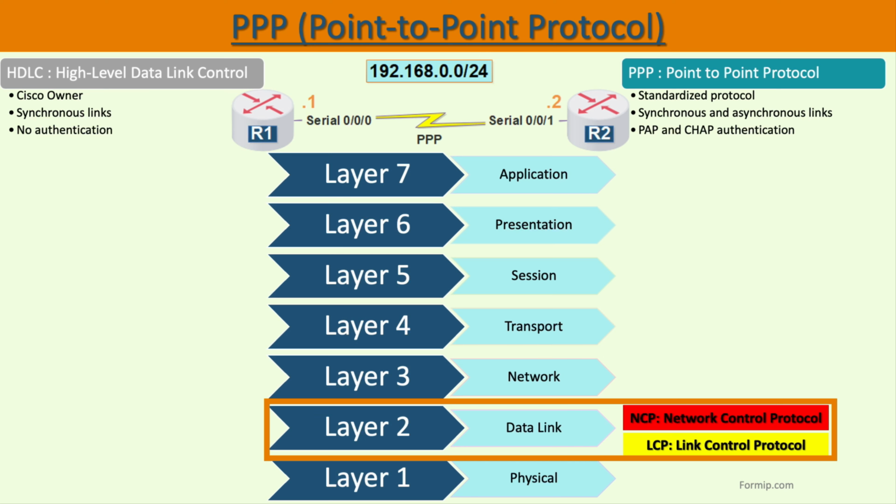LCP is responsible for setting up the link. And NCP makes sure that we can send various IP protocols over this link. For example, IPv6 or even CDP.